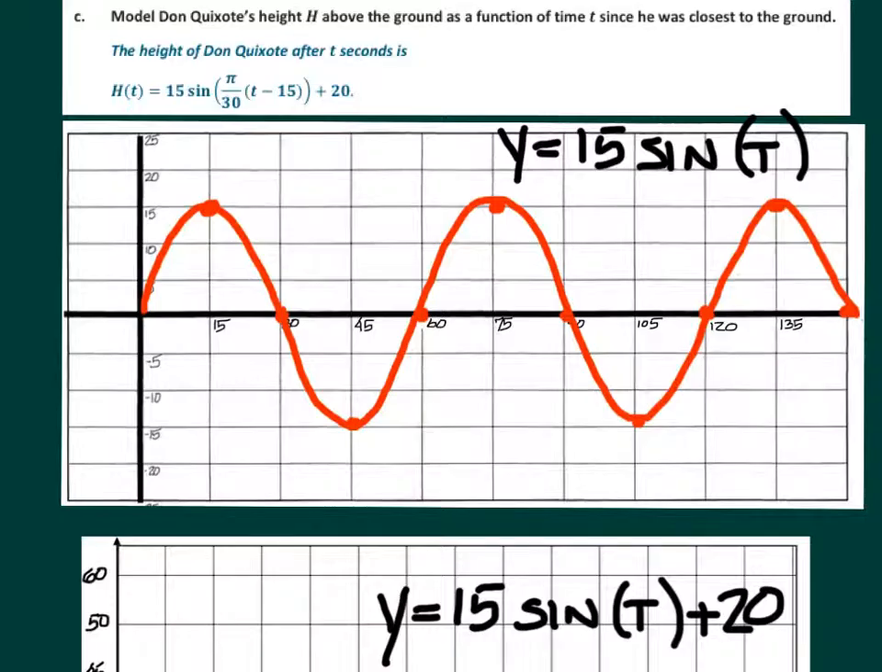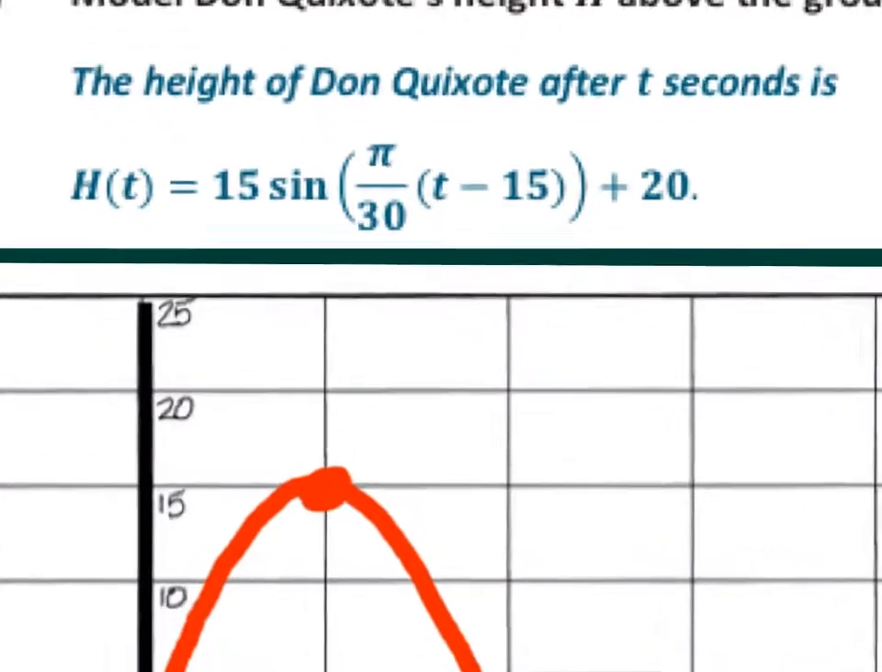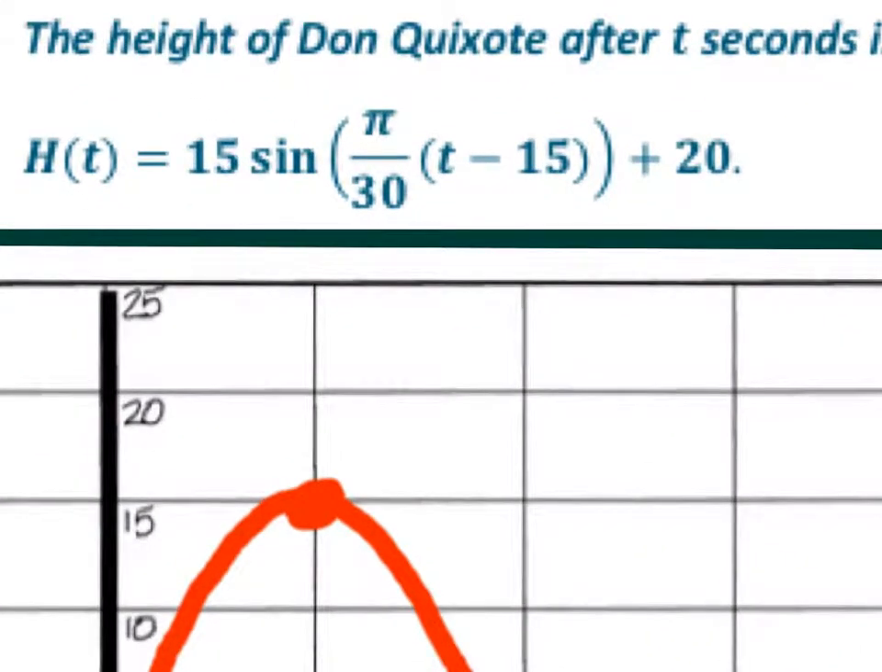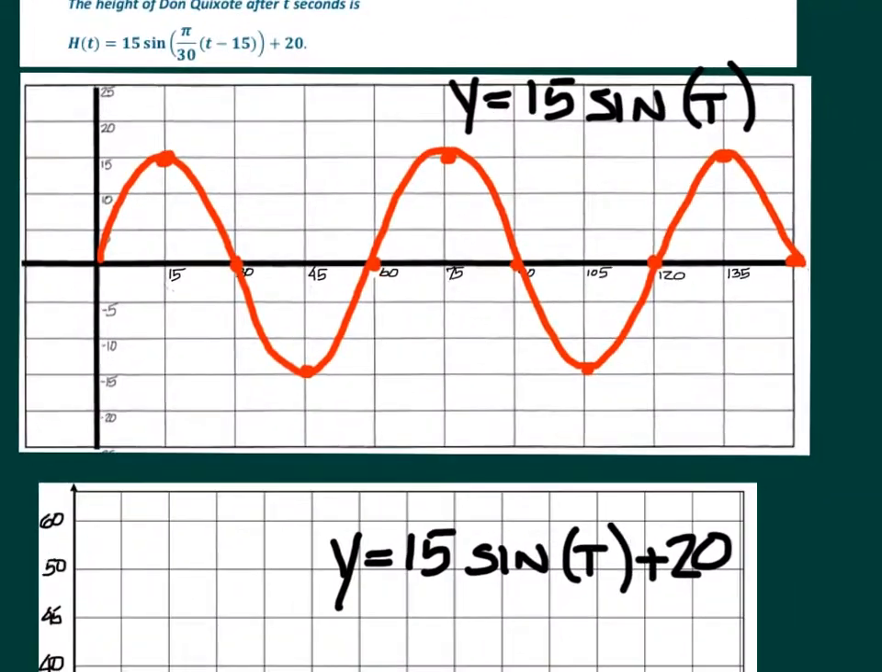Here's 1C. So model Don Quixote's height h above the ground as a function of time t since he was closest to the ground. Okay, there's the function given to you there, but I'm going to explain to you how we came up with it. And we're going to start here with the initial graph, where let's say he was a passenger car on a Ferris wheel, and let's say he started here at 0. Well, he's going to go up to 15, down to negative 15, and so on. Remember, the sails are 15 feet long. So that would be 15 sine t. We're building it from scratch.